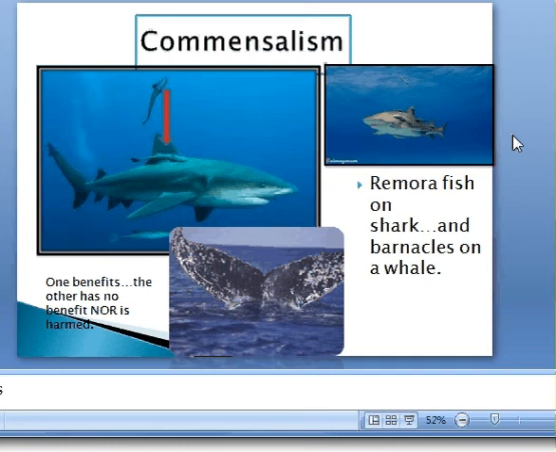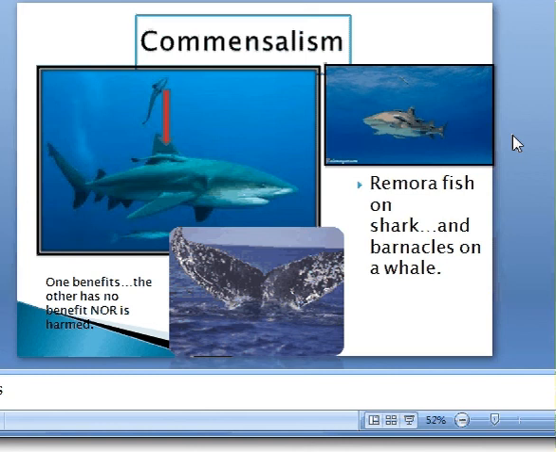Transportation, protection, food. So that's commensalism benefiting the remora fish, but the shark doesn't really get a benefit from the remora fish being attached to it. No benefit there for the shark, but it also doesn't harm the shark. So that's a perfect example of what commensalism is, where one of the species benefits, but the other one doesn't, but it's also not harmed.